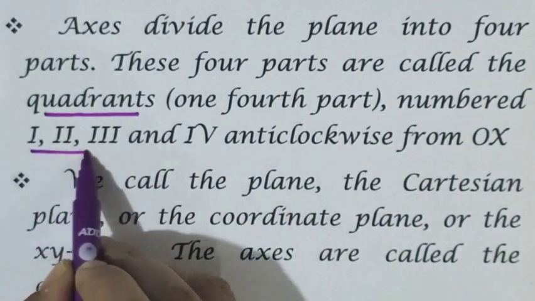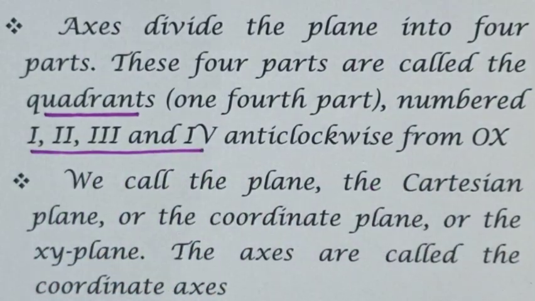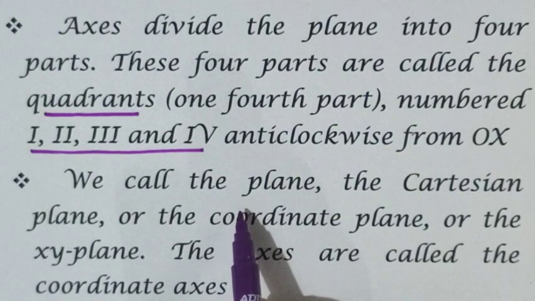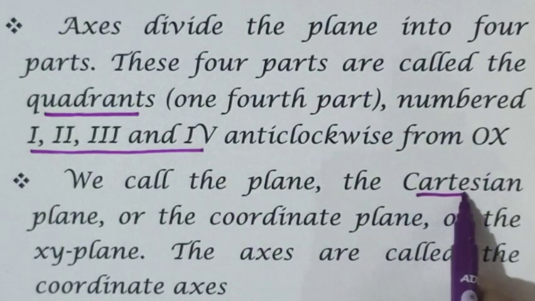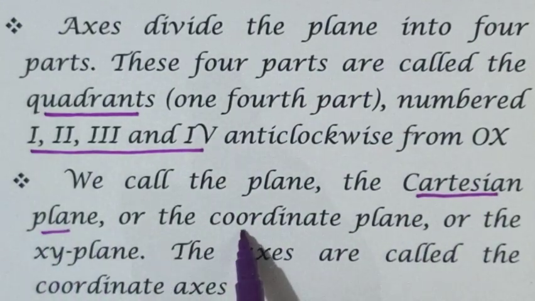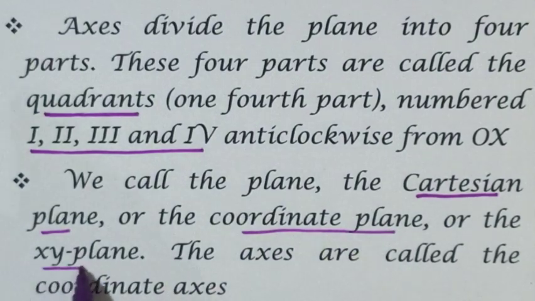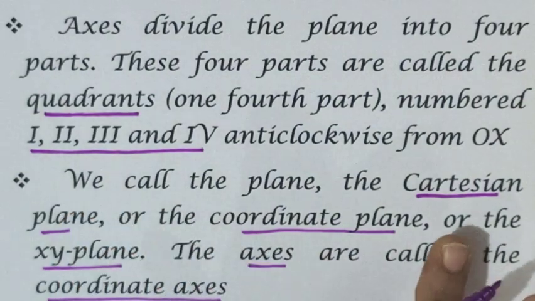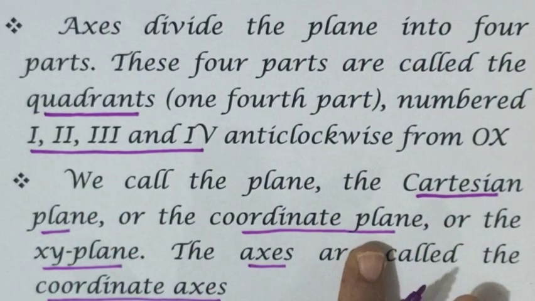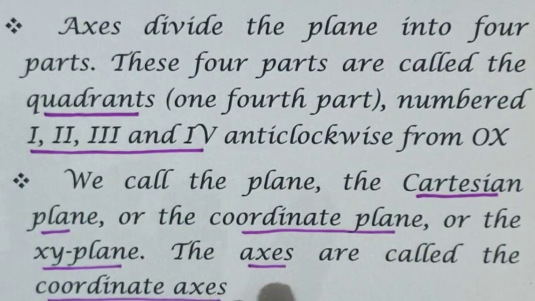They are 1, 2, 3, 4 in anti-clockwise. Now what is the plane? The plane is called a Cartesian plane, right? Coordinate plane or the xy plane. Now the axes together are called the coordinate axes. See what we have learned from the previous diagram: the names of the quadrants and the plane name: Cartesian plane, coordinate plane, xy plane, and the coordinate axes.